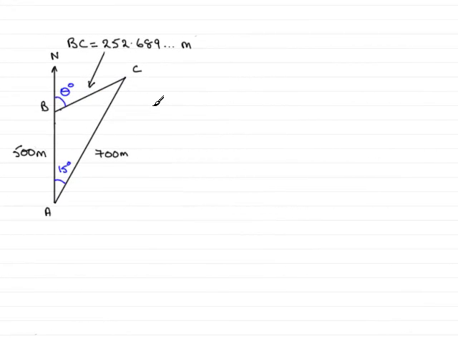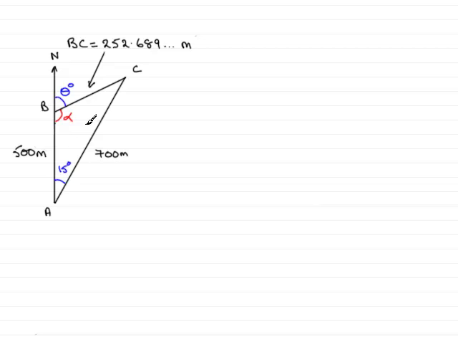Now in this part of the question we're asked to work out the bearing of C from B, and that angle is the angle theta degrees. In order to work that out, what I'm going to do is work out what the angle here is, which I'm going to call alpha. And once I've got alpha, I can take it away from 180 degrees and get theta. So how do I get alpha?